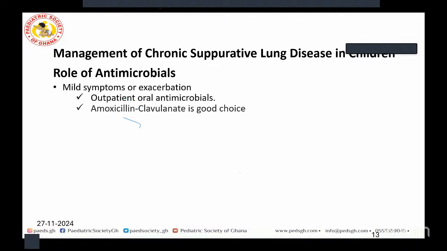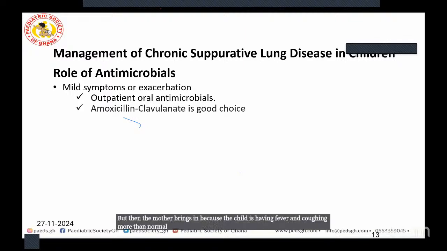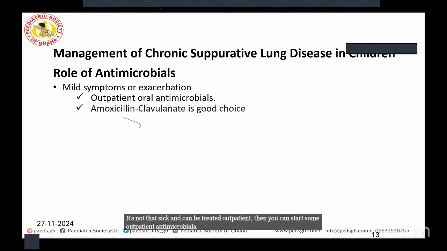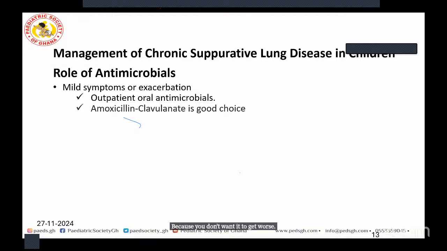So in terms of treatment, sometimes they may have a mild exacerbation. That is, the child always has some wet cough. Maybe you call it baseline wet cough, but then the mother brings the child because they are having fever and coughing more than normal and bringing up a lot of sputum. Based on your evaluation, if the child is not that sick and can be treated as an outpatient, then you can start some outpatient antimicrobials, because you don't want it to get worse. Amoxiclav is a good choice for initial treatment, because it covers most of the respiratory bacteria.